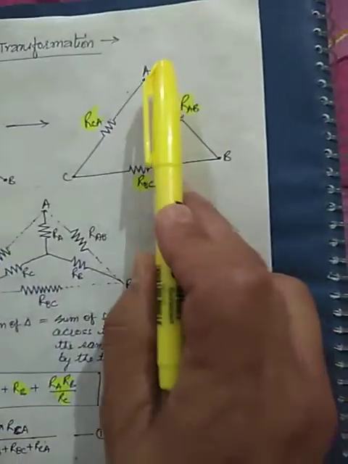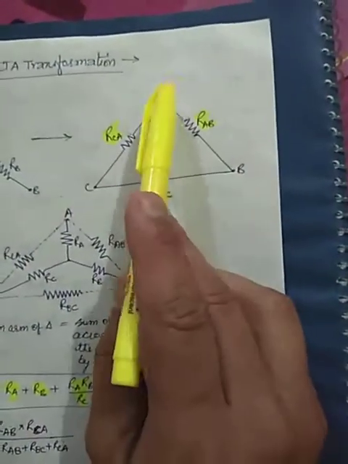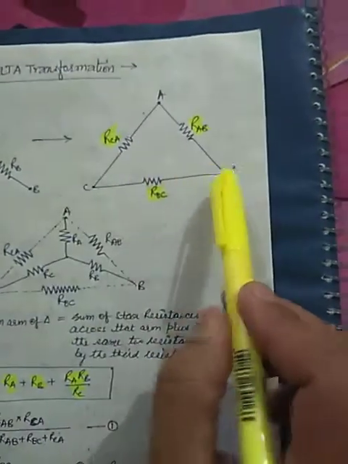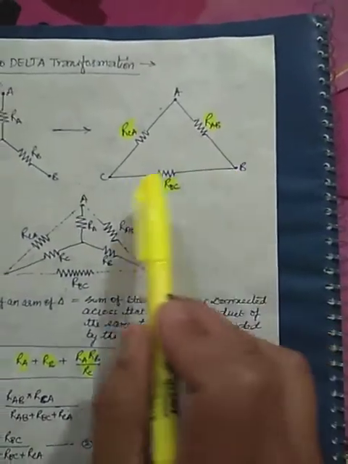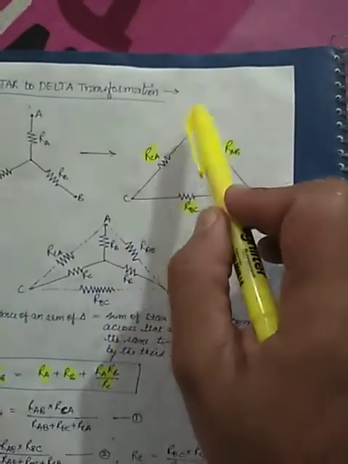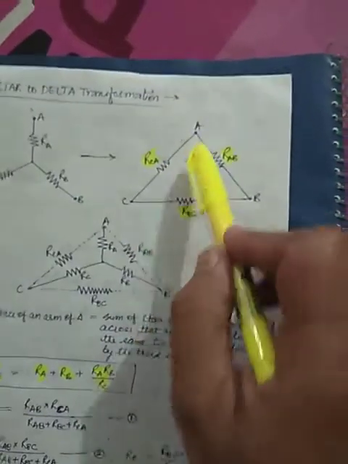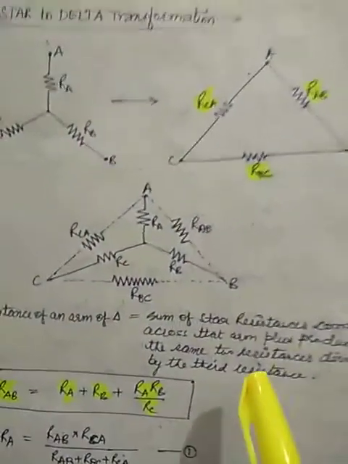Now here we can see the delta form. There are three terminals, the same A, B, C. The resistance connected between terminals A and B is represented by RAB. The resistance connected between terminals B and C is represented by RBC, and the resistance connected between terminals C and A is represented by RCA. So this is the combined diagram or network of star and delta.